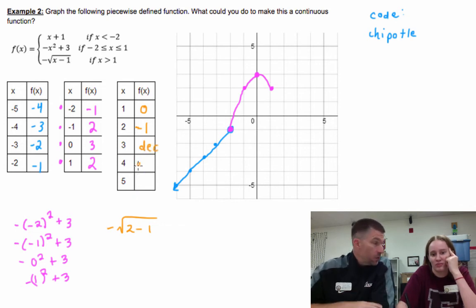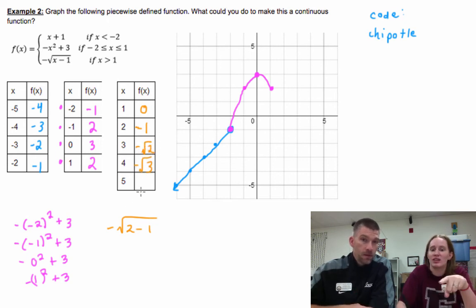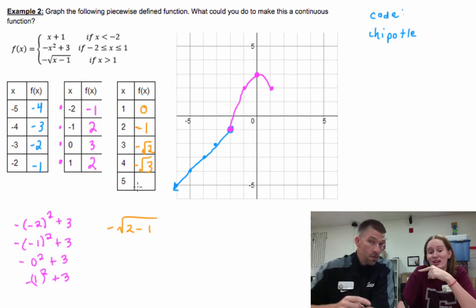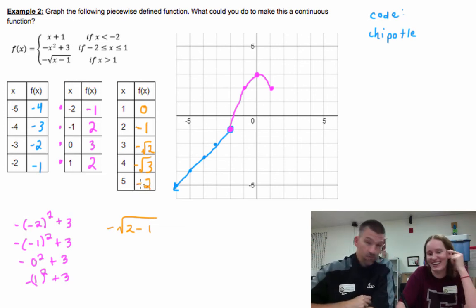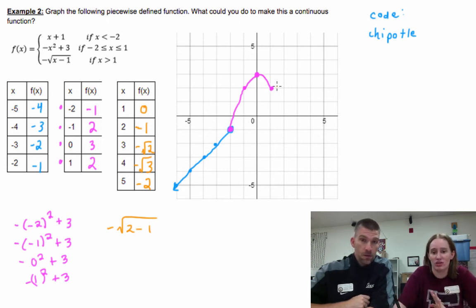If you wanted to, you could write negative square root of 2. Yeah, that's true. We could. That would be negative square root of 2, and this would be negative square root of 3. And this would be negative square root of 4, but we know what that is, which means negative 2. So you can skip these when you're graphing, or you can approximate them.